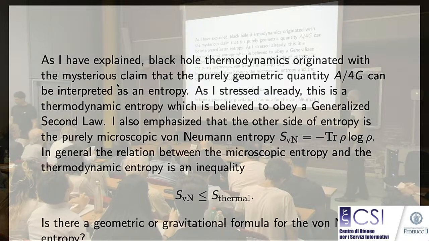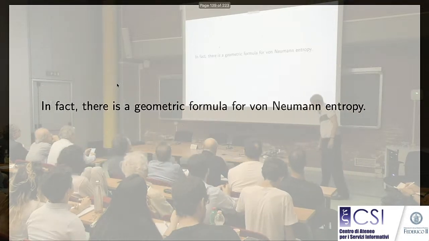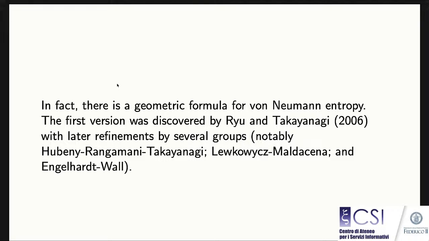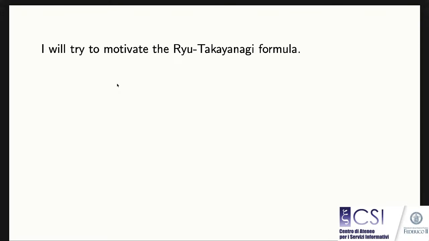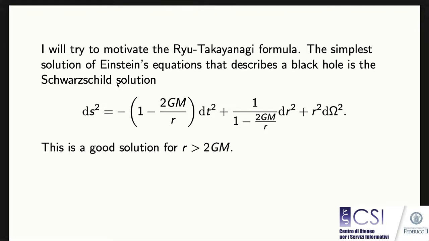Well, is there a geometric or gravitational formula for the von Neumann entropy? In fact, there is such a formula. The first version was discovered by Ryu and Takayanagi, and there were several later improvements. I'll try to motivate the original version of the formula. So remember, the simplest solution of Einstein's equations is the Schwarzschild solution that describes a spherically symmetric black hole. It's a good solution when r is bigger than 2GM, which is the position of the horizon. The horizon is at r equals 2GM, where this factor vanishes.